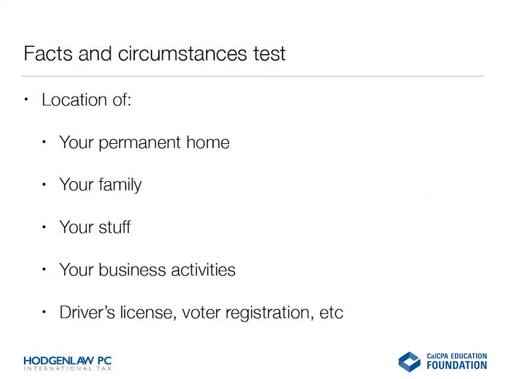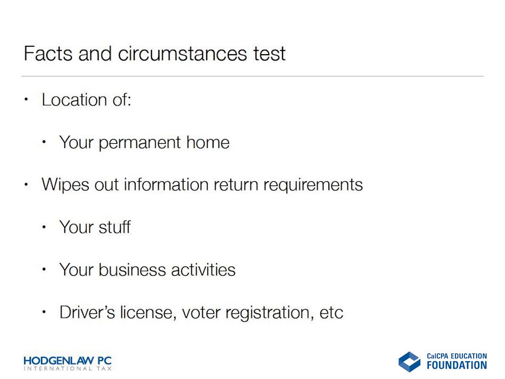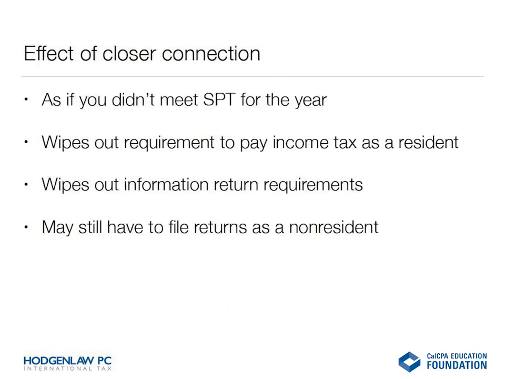The closer connection exception is essentially a facts and circumstances test, and it mainly has to do with where your stuff and your activities take place. So this looks at the location of your permanent home, your family, your personal belongings, your business activities, driver's license, voter registration, charitable organizations you're involved in, where you have a library card. It's sort of just where is your life primarily located.